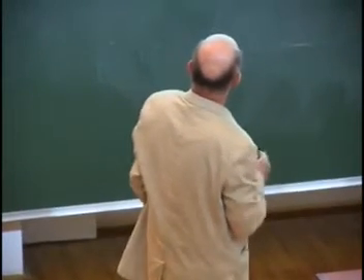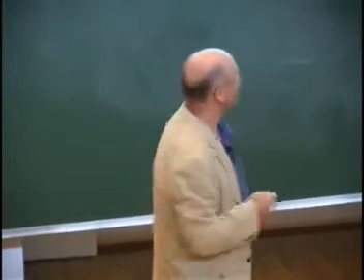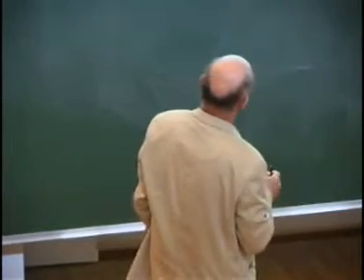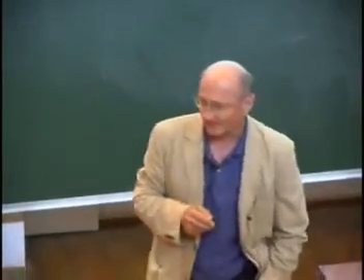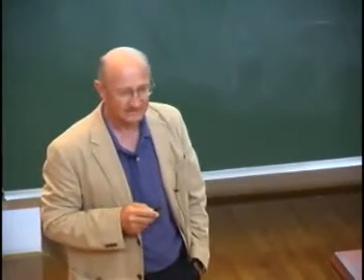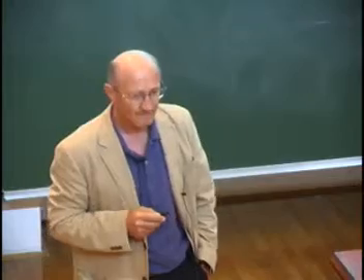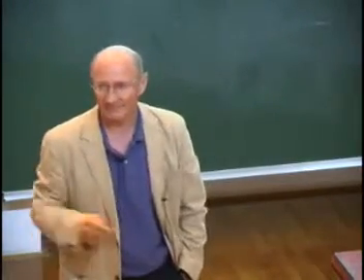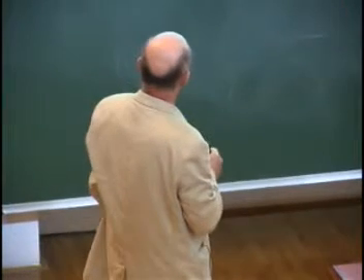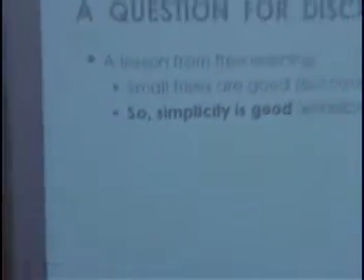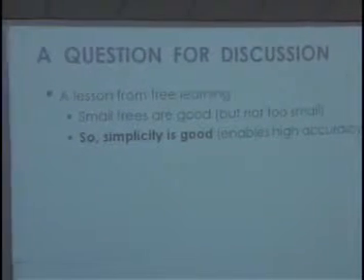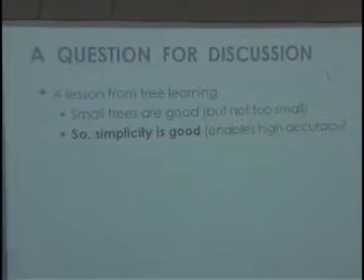The lesson from tree learning that I have been telling, and you all agreed, is as follows. Small trees are good, but not too small. You know that Einstein is known by the saying, things should be made as simple as possible, but not simpler. Okay, when you over prune, then it gets too simple. But generally, small trees are good. So simplicity is good because it enables high accuracy. Through simplifying, we get better prediction accuracy. Okay, do you agree with that? So far I have been only talking about this, and you all agreed with that.